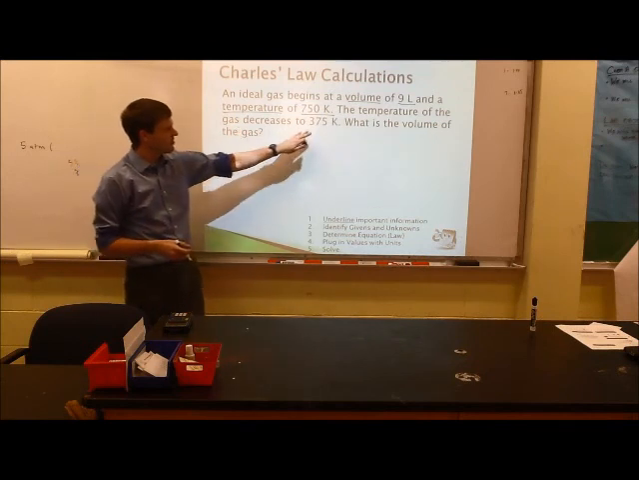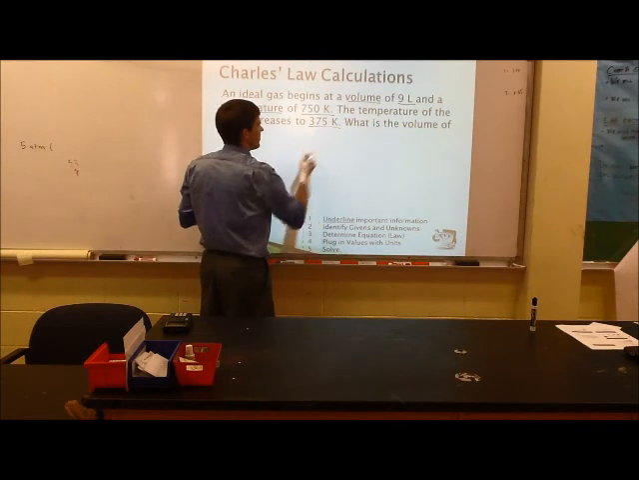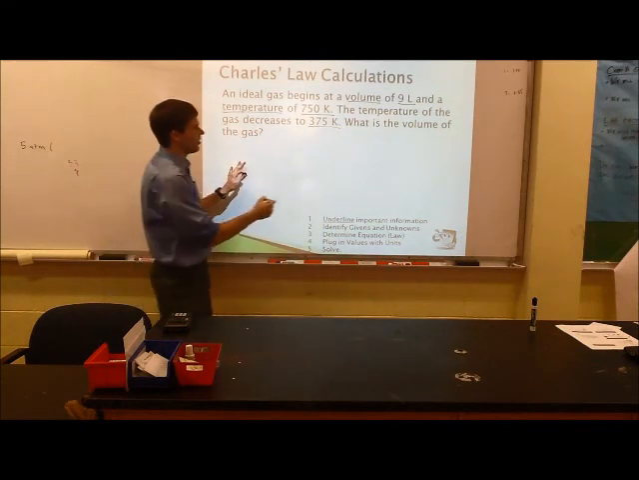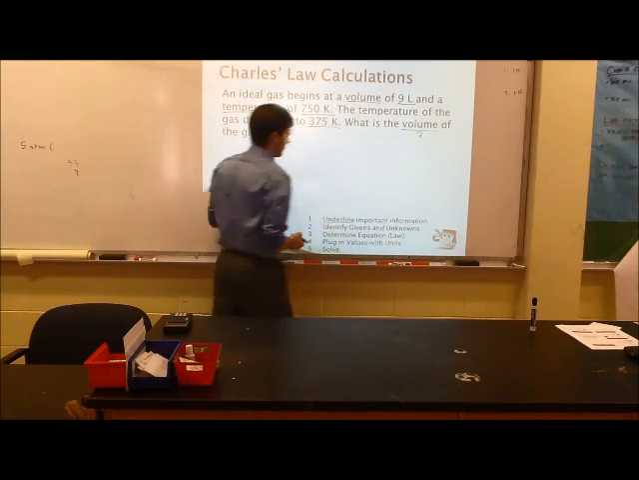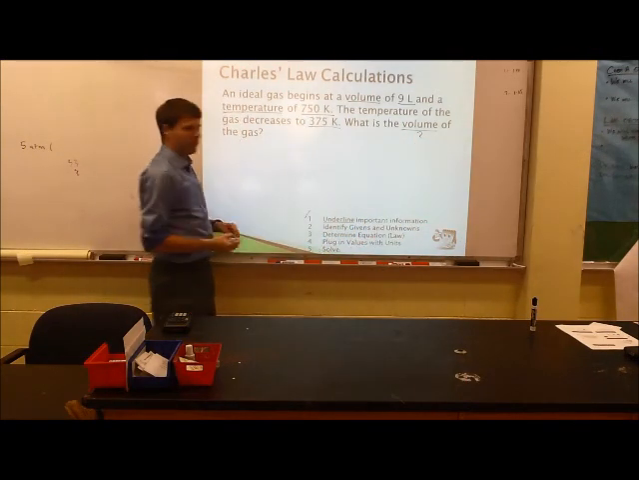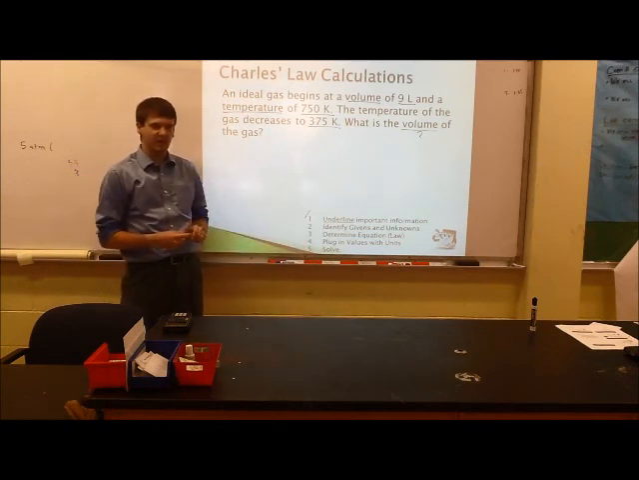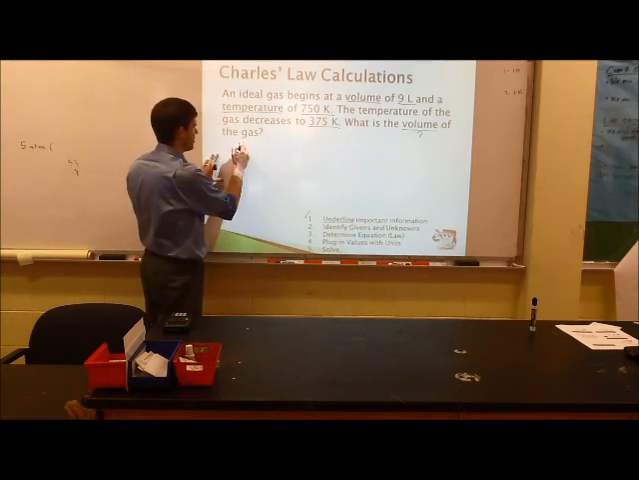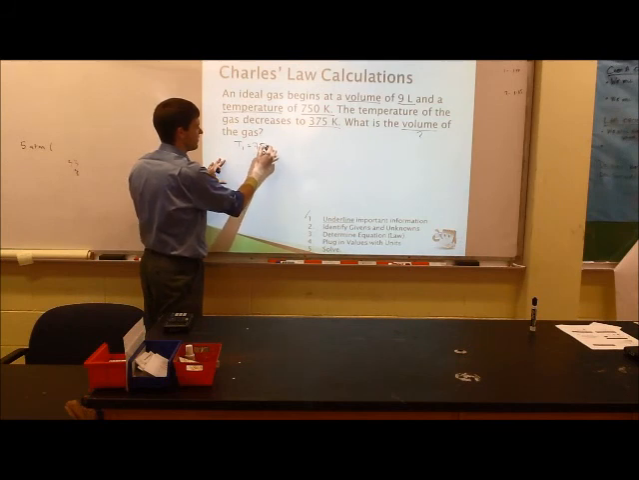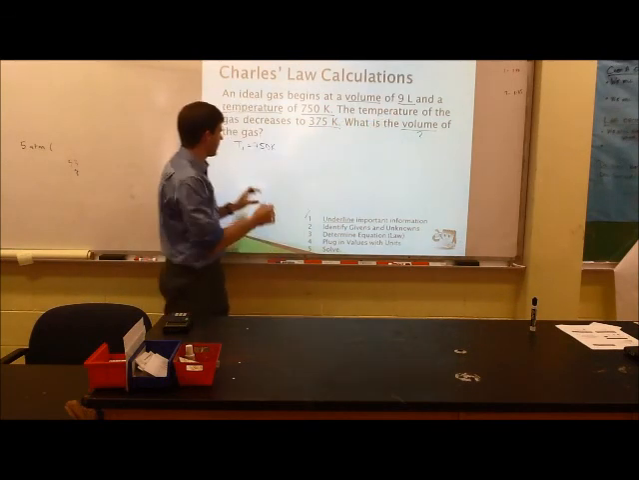We see a new temperature indicated by the Kelvin unit, and we know that we're being asked for a new volume. So this will be our question mark. Now that we've underlined all the important information, we're going to identify the givens and the unknowns. So initially, we're going to call that our T1. We have 750 Kelvin. And our V1 is at 9 liters.